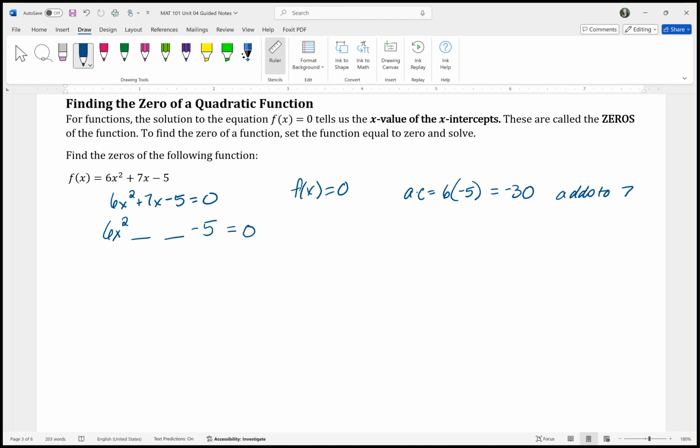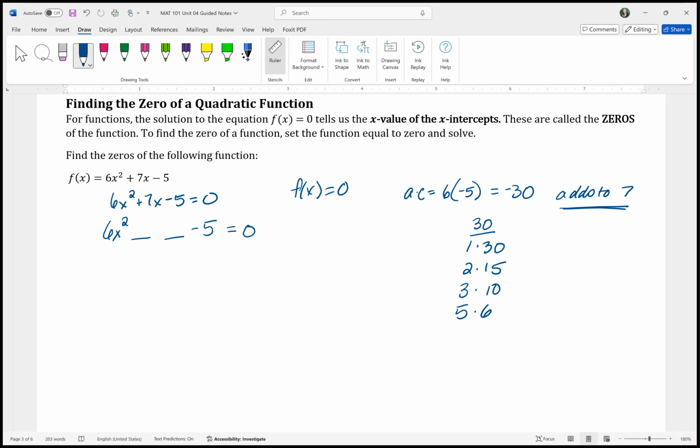Okay, so let's create our list of all possible pairs that multiply to 30. 1 times 30. 30 divided by 2 is 15. 30 divided by 3 is 10. 30 divided by 4 does not work out evenly. 30 divided by 5 is 6. And then we end up getting 6 times 5, which is a repeat, so we're stopping there. So we want to know the combination that adds to 7.